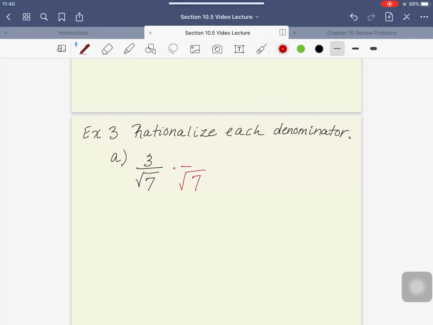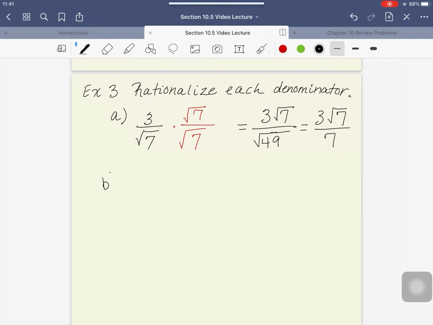But when you rationalize, whatever you multiply the denominator by, you also multiply the numerator by. So when I rationalize, I will always write what I'm using to rationalize in red, so that way you'll be able to see it. So then that is equal to 3 square root of 7 over the square root of 49, and the square root of 49 is 7. So 3 square root of 7 over 7.